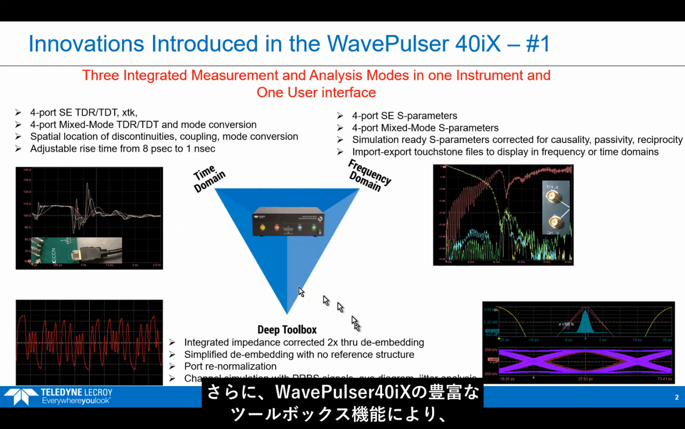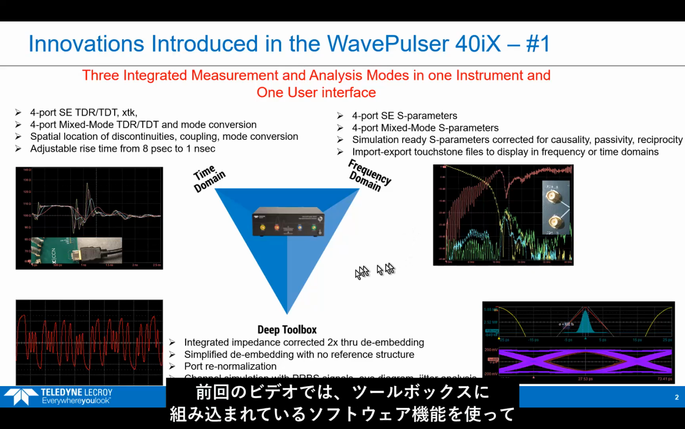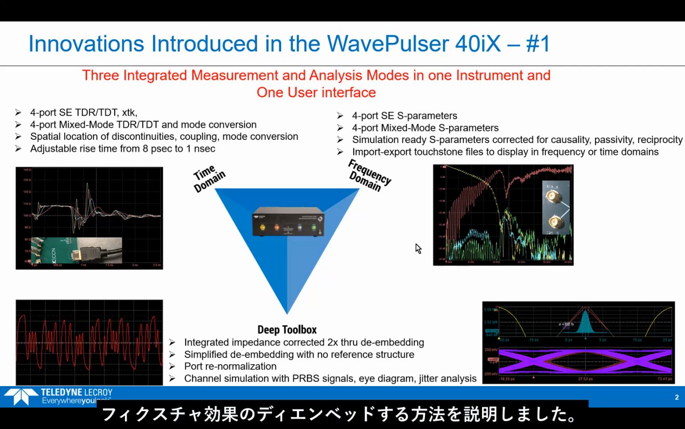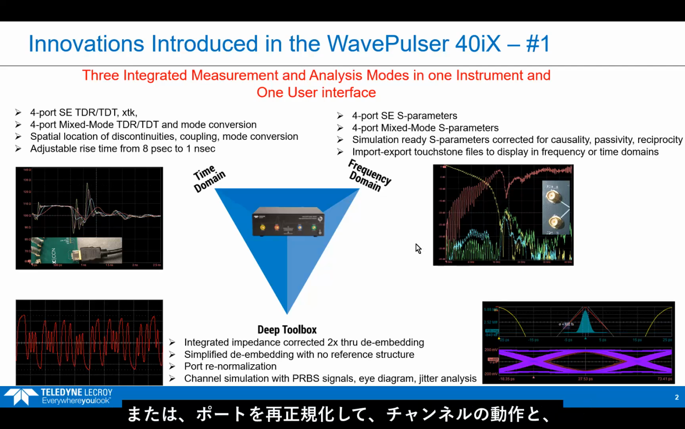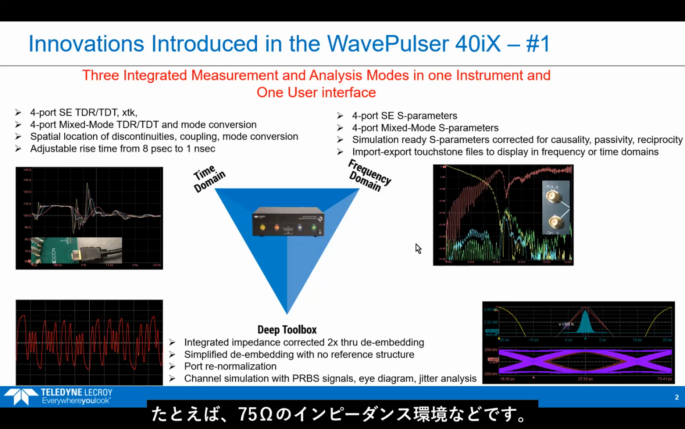In addition, the deep toolbox capabilities of the WavePulsar 40iX allow us to take that measured data and analyze it quickly. In the last video, we looked at how we can use some of the software features built into the toolbox in order to take the S-parameter data and either de-embed fixture effects with 2 mouse clicks or renormalize the ports so we can look at the behavior of our channel, how it would behave in a different impedance environment. For example, a 75 ohm impedance environment.